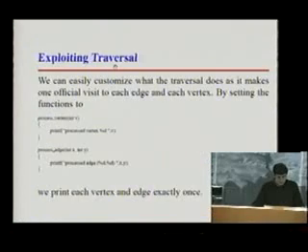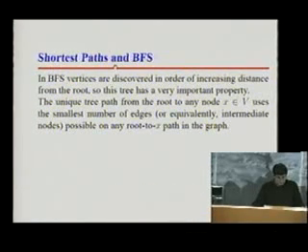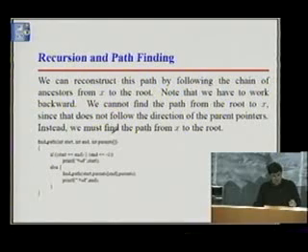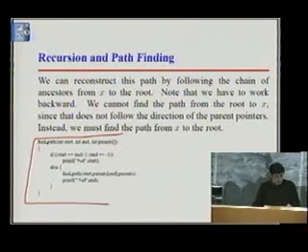Okay, let's go forward again. How can we reconstruct this path? Suppose, let's say, you really wanted to know the path, the fewest number of turns between here and New York. How could you actually do it using the parent relation? Look at the following recursive routine, and you'll see it's actually pretty simple.